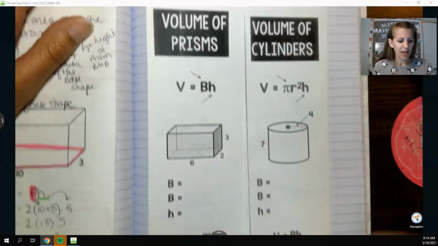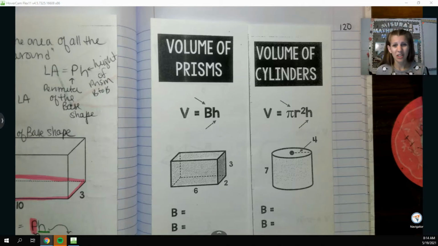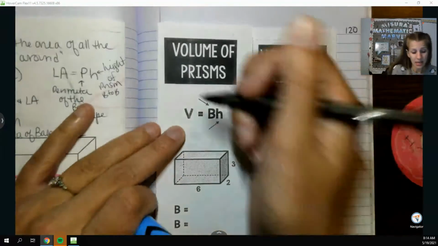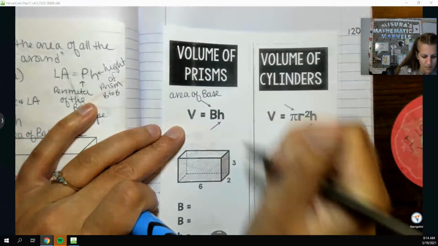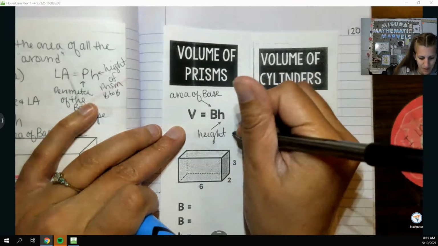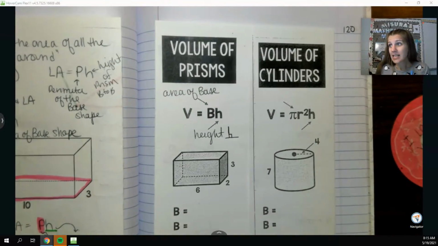So if we turn to page 120 and look at our volume, I have two headings here, volume of prisms and volume of cylinders, but it's really the same thing. The only difference is a cylinder has a cylindrical base, so a circular base, but it's not any different. The way you're going to find that volume is by doing area of the base, and then multiplying it by the height of the prism. And remember, a height always has to be a perpendicular height. The same is true here.